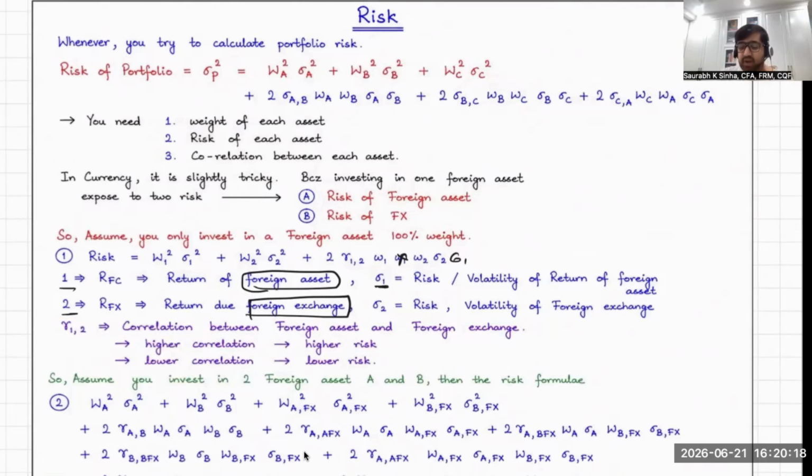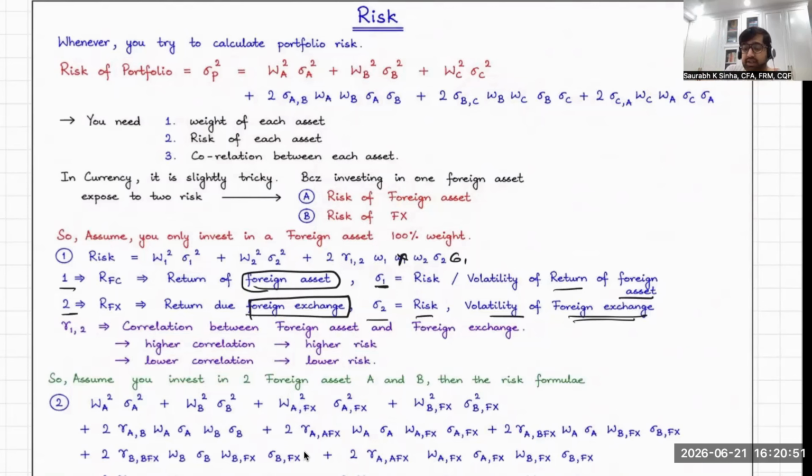And sigma 1 represents the volatility in the return of the foreign asset, the volatility of Facebook return, the volatility of Microsoft return. If you are in India and investing in a USD asset, sigma 2 is the risk or the volatility of the foreign exchange, USD versus INR. You are interested in the volatility of USD and INR.